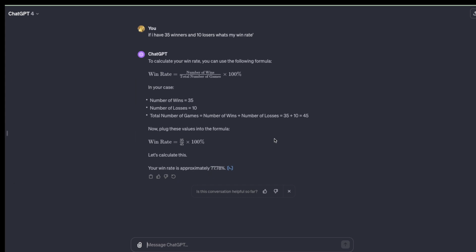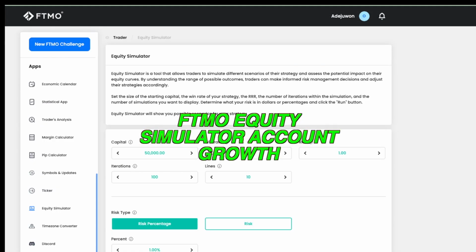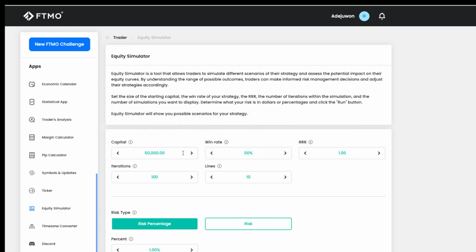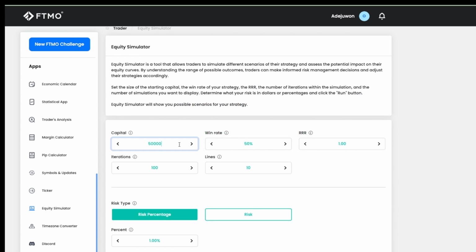Now I've gone even a step further just to help you guys and girls out. The next thing I've done is gone over to my FTMO equity simulator, and I have taught you guys and girls about this before in previous videos. Let's say we've got a 100k account and we are looking to pass this account. So let's set our win rate up here at 77.7%, and we are going for a 1-to-1. So we've got a 1-to-1 R here.